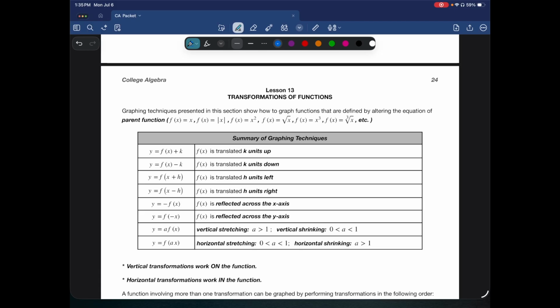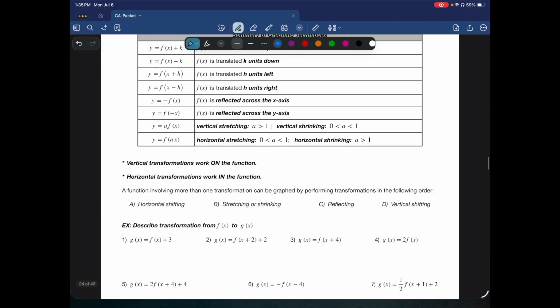And the rules for vertical movements and horizontal movements are opposite of one another. So what I mean is, if it's plus k, it's up k units. If it's minus k, it's down k units. But if you add or subtract inside the function, plus h is left movements, and minus h is right movements. So it's kind of backwards. But if you can get them straight, it's not so bad. So vertical transformations work on the function, horizontal transformations work in the function.